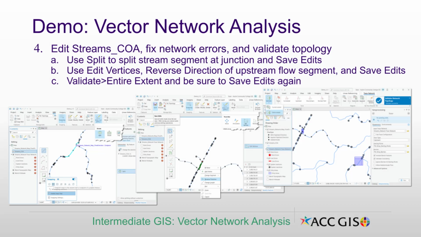In step 4, we'll enable editing for our streams, fix any network errors, and then validate the topology. We'll begin with trace error 1, which will use the split to split the stream segment at the junction and then save our edits. Next, we'll fix trace error 2 by using edit vertices, reversing the direction of the upstream flow segment, and save the edits. And last, we'll validate our entire extent and be sure to save our edits one last time.